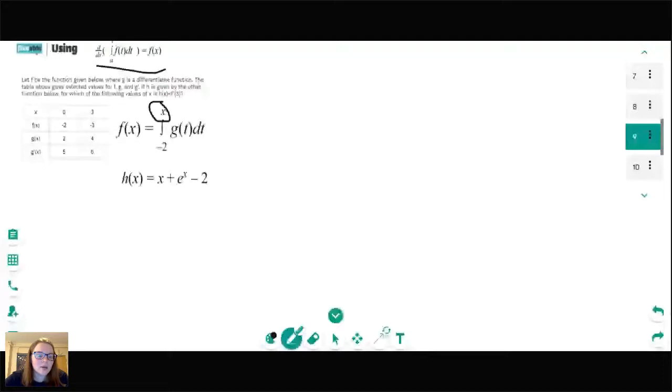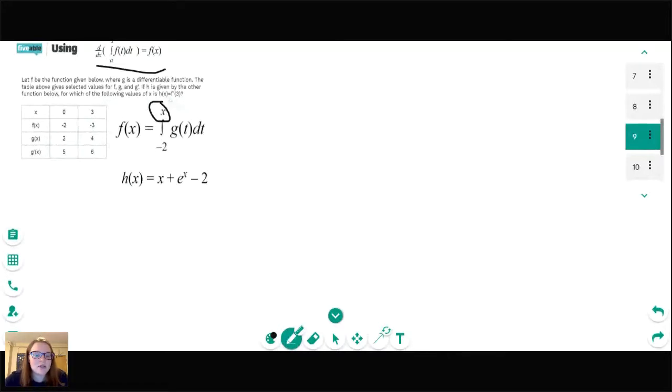The table above, sorry, it's below, I moved it below, gives the selected values for f, g, and g prime. If h is given by the other function below, for which of the following values of x is h of x equal to f prime of 3? Okay, so they've given you a ton of information here. They've given you f and g in terms of each other. They've given you h. They've given you a table of values for f and g prime.